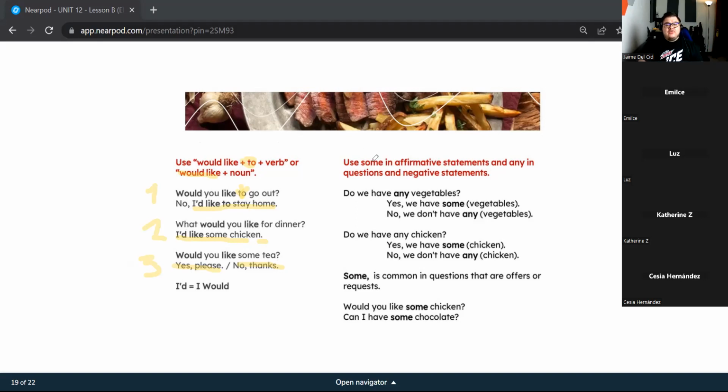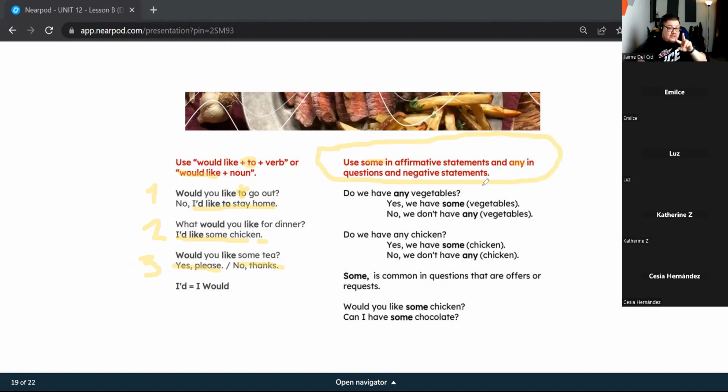Ahora, ¿cuándo usamos some y cuándo usamos any? Si ya dijimos que son tan parecidos y el diccionario no nos da mucha claridad. Aquí está la clave. Si ustedes le ponen atención acá, aquí prácticamente nos está resolviendo la vida. Dice, usa some en oraciones afirmativas y any en preguntas y oraciones negativas.